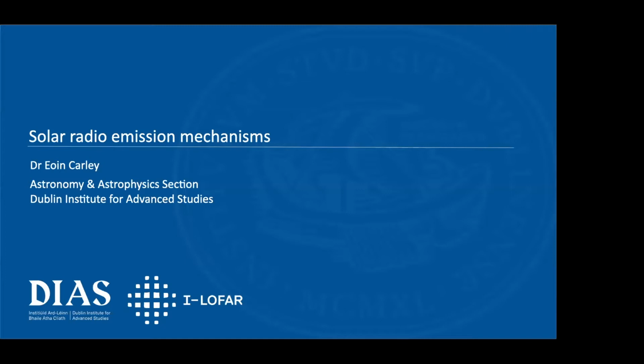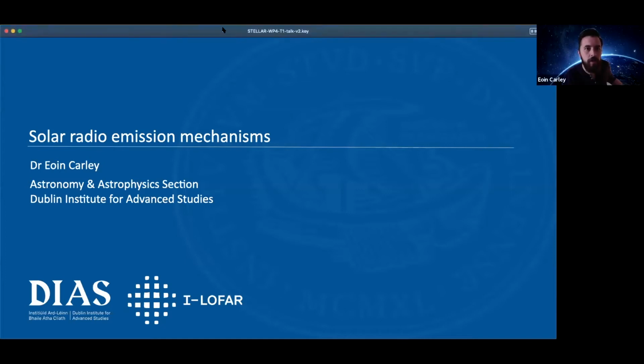All right, so my name is Eoin Carley. I am a research fellow at the Dublin Institute for Advanced Studies, and I use LOFAR to study eruptive activity on the sun. I use LOFAR to study CMEs, flares, and all of the radio activity associated in terms of plasma emission, in terms of gyrosynchrotron emission, and any other type in between. So this talk will be about solar radio emission mechanisms.